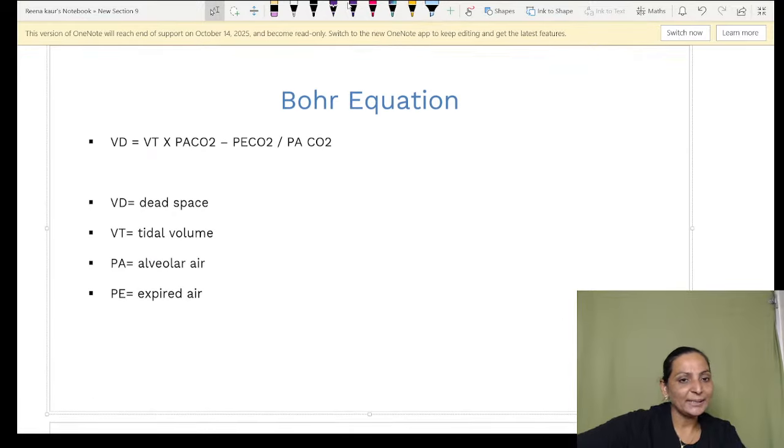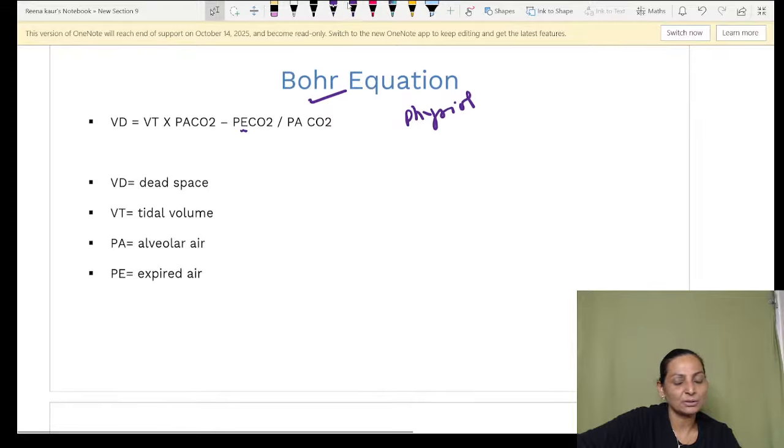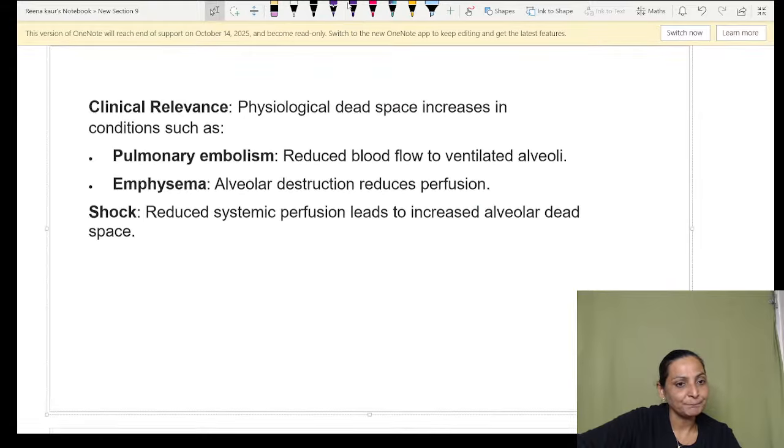You can calculate dead space by two methods. So physiological dead space can be calculated by Bohr's equation. Dead space is equal to VT, that is tidal volume, into partial pressure of carbon dioxide in the alveolar air minus partial pressure of carbon dioxide in the expired air divided by partial pressure of carbon dioxide in the alveolar air. This comes as an image calculation based question.